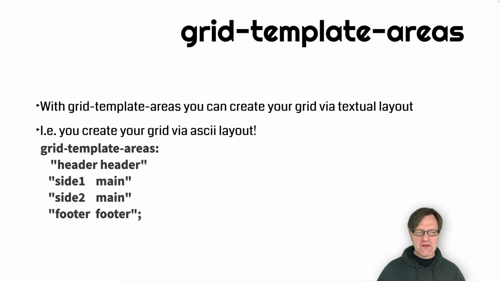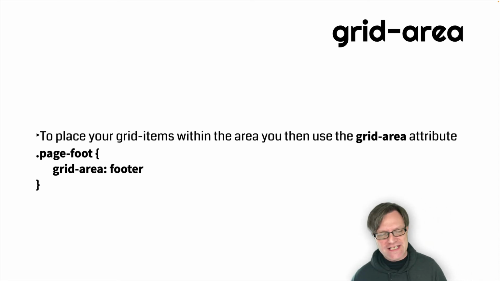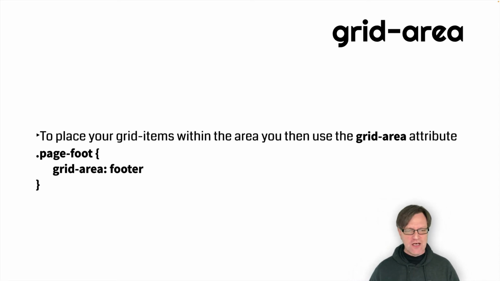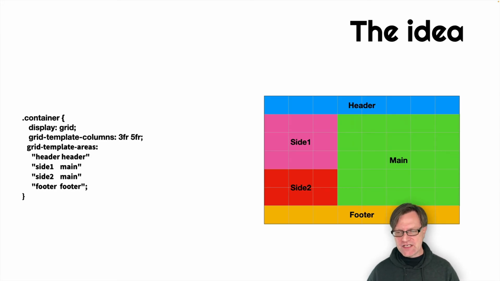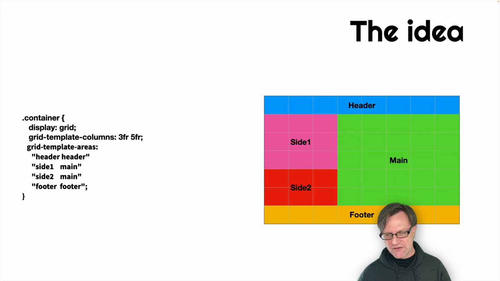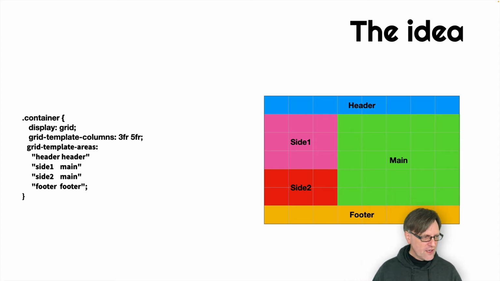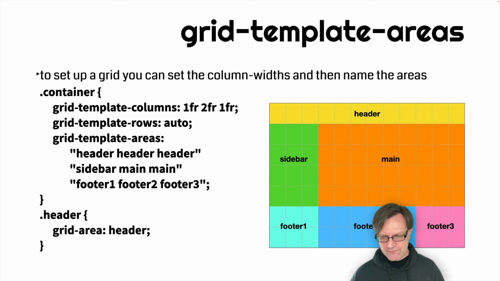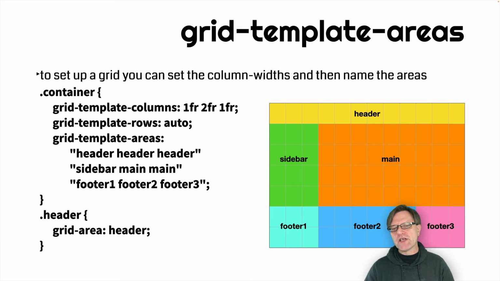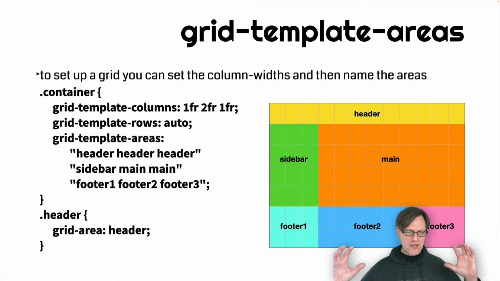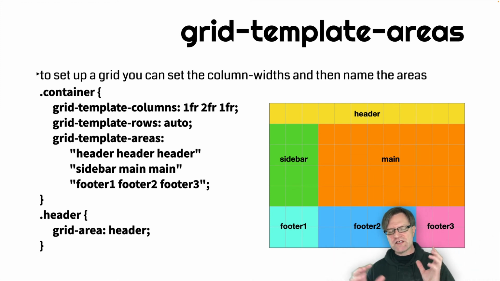And then to specify the grid area, you just set the grid area and then write the name of that one instead. So if we have the grid like this, then we could set that one up. We have 3 fractions and 5 fractions in this one, and then we set up the grid template areas as header, side 1 main, side 2 main, and footer, and then we get the layout like this. And then of course you can make this as complicated as you need and as you want. And to specify that the header is used in the header area, instead of what we did before, we just write the name of the area.